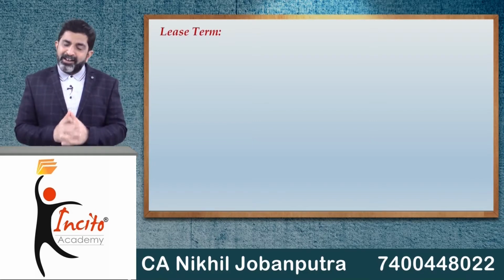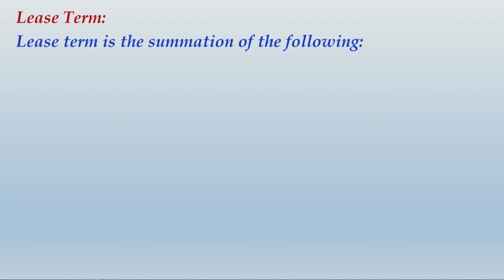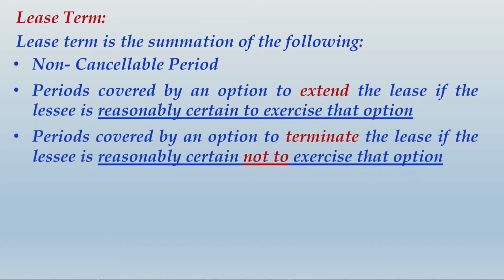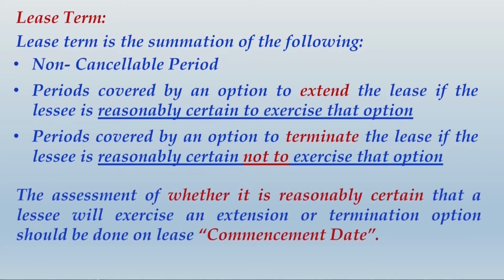So, friends, let us write a note about this. As we have just discussed, lease term will be the aggregate or summation of the following. Number 1, the non-cancellable period of the lease. Second, the period covered by an option to extend the lease if the lessee is reasonably certain to exercise that option. And number 3, periods covered by an option to terminate the lease if the lessee is reasonably certain not to exercise that option. And friends, all these assessments have to be made at the commencement date. That is again very important.